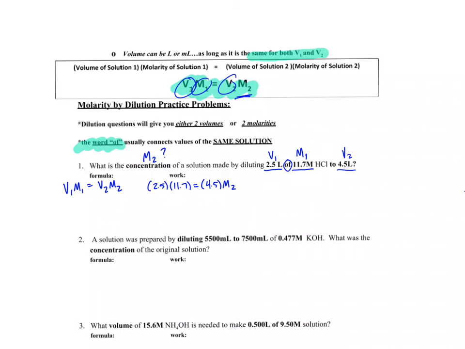Alright, so the first thing that I like to do is combine like terms. So I'm going to combine the like terms over here, 2.5 times 11.7, and that gives me 29.25. And it's still equal to 4.5 times M2. So I want to get M2 by itself, but it's being multiplied by 4.5. So I need to move that 4.5 to the other side by dividing it. So the 4.5s on the right cancel, and I get 29.25 divided by 4.5, and that gives me a value of 6.5, which is the concentration of the new solution.